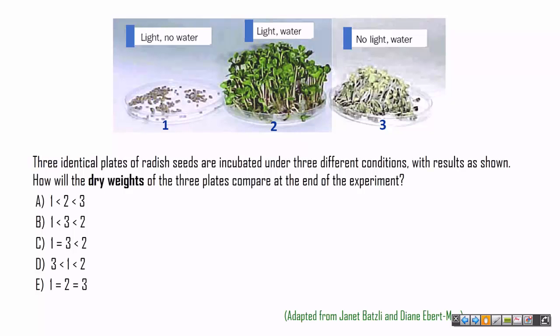Does anybody have an alternative answer to that, or some way to argue? I didn't see a whole lot of B's. It's D. Well, it's going to be D. It's got to be D. Two is photosynthesizing, so you're fixing carbon. And that's the only one that's gaining mass.